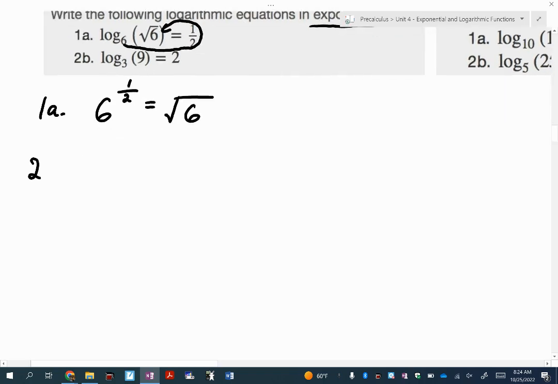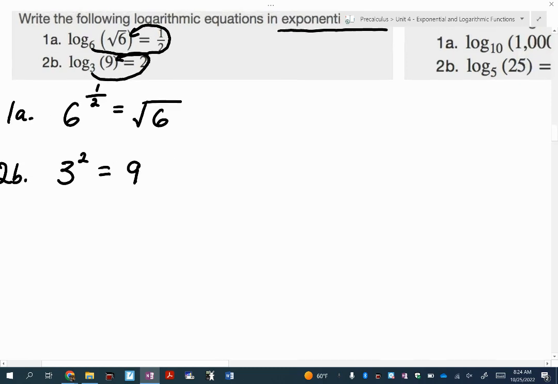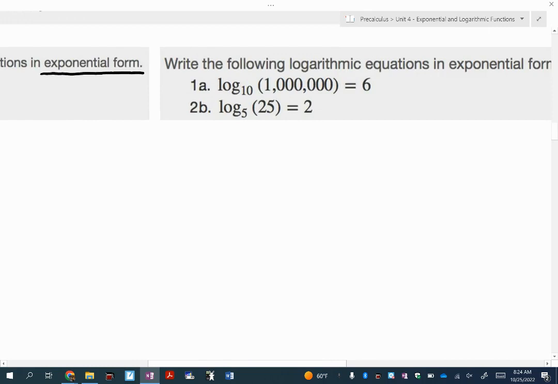Let's do 2b. All right, 3 to the 2nd power equals 9. 3 raised to the 2nd power equals 9. All right, so always start at your base when you're doing this. Let's try these over here.